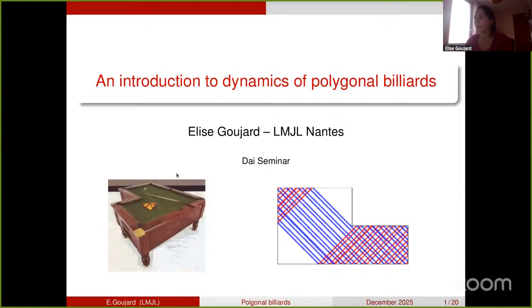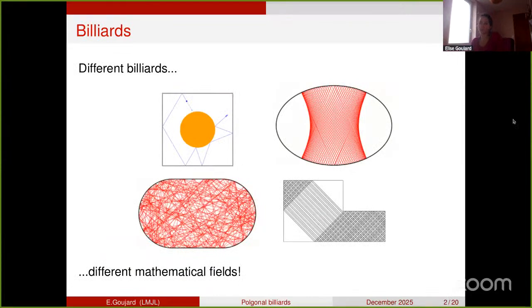And first, let me show you different billiards. So in the mathematical model of the billiard, we will consider only one ball, which is a point, which will move without friction on the table. And the only rule is that once you get to the side of the billiard table, the trajectory reflects with the same angle as the incident angle.